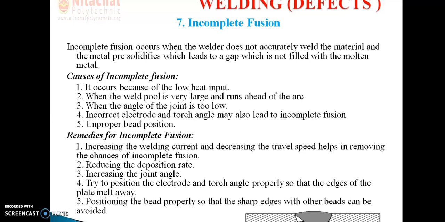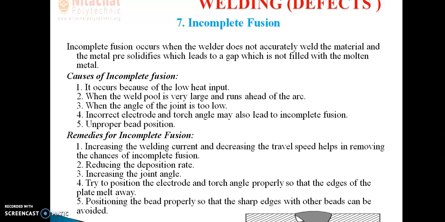Then let us discuss the remedies of incomplete fusion. Number one, increasing the welding current and decreasing the travel speed helps in removing the chance of incomplete fusion. So you have to increase the welding current. Then number two, reducing the deposition rate. We have to reduce the deposition rate.